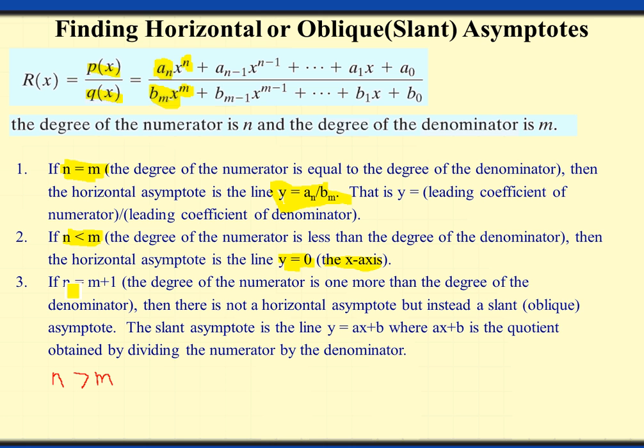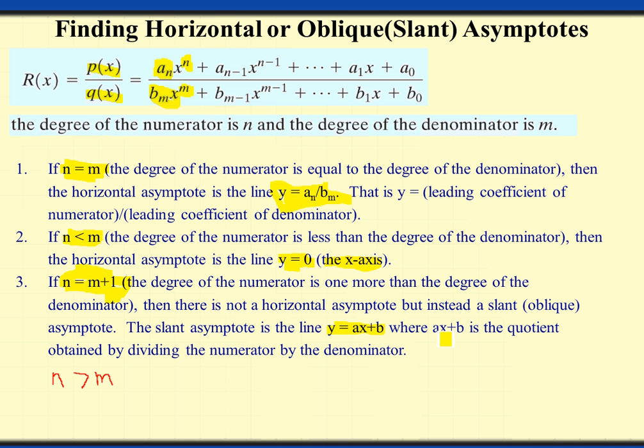if the degree of the numerator is exactly one more than the degree of the denominator, that's what that says, then we have a slant asymptote. And the slant asymptote is the line y equal to, this looks like a line, doesn't it? Constant times x plus a constant. Usually we call that m for the slope, don't we? But this ax plus b, how do we find that?